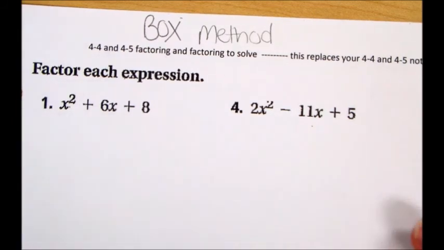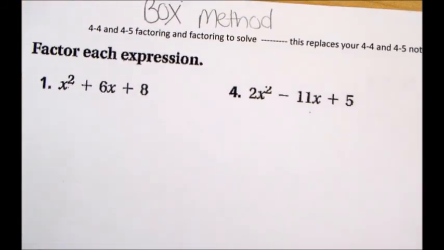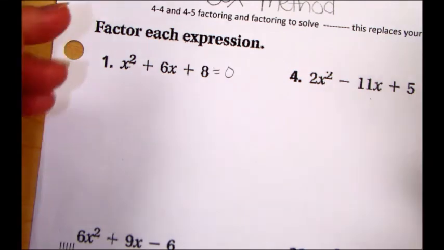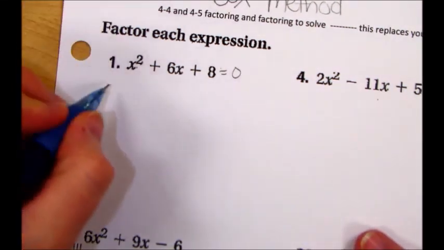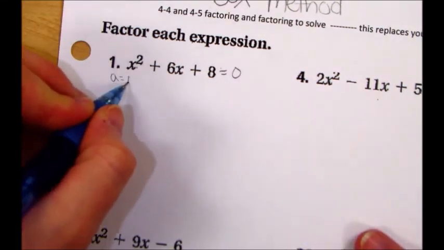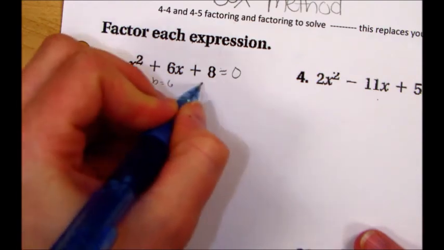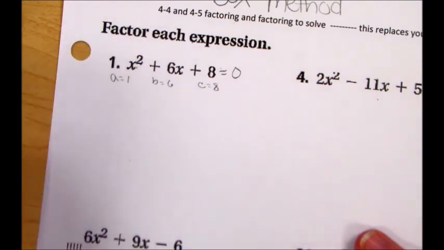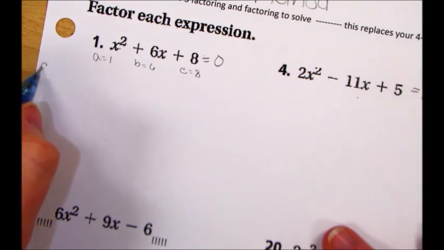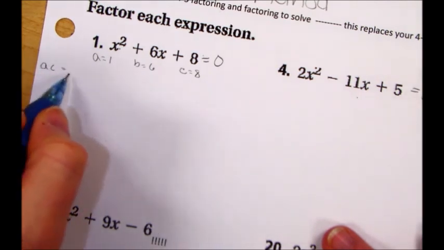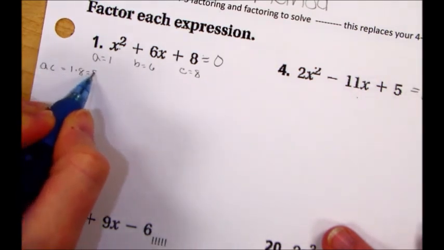Pick whichever way you like. Just watch that video and make sure you're very good at it. Step 1, no matter which way you pick, identify A. In this problem A is 1, B is 6, and C is 8. And I need you to multiply A times C to get 1 times 8, which is 8.